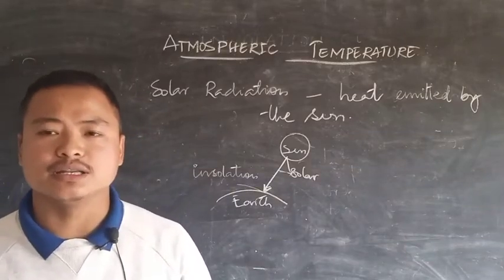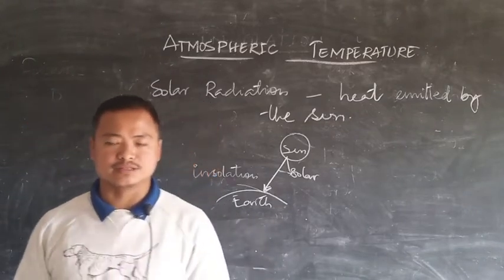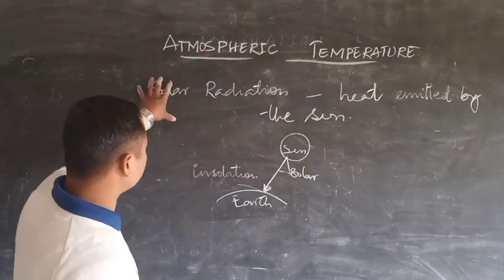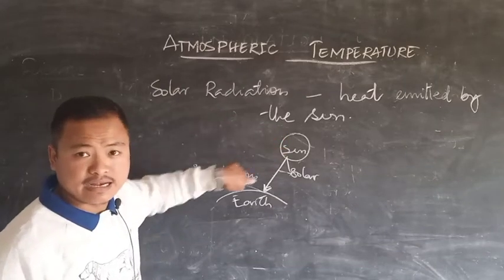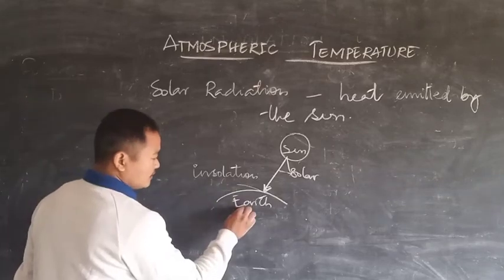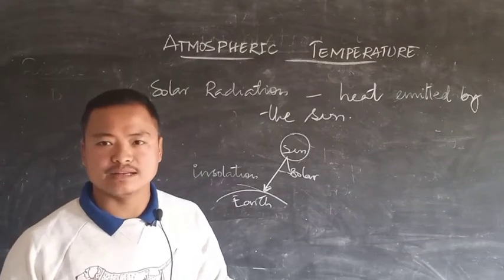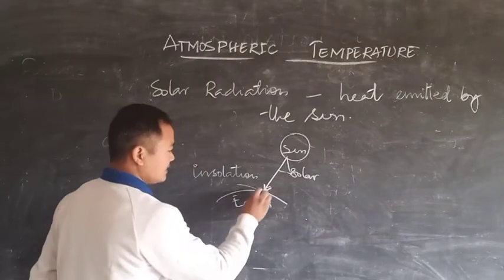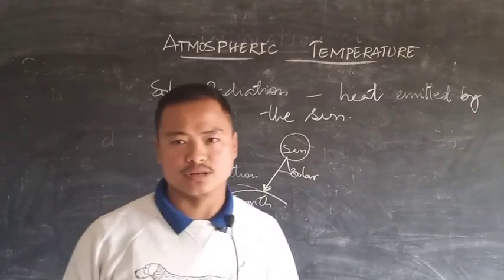Now, insolation is the incoming rays of the sun for the earth. When we talk about solar radiation, we say it is the heat energy that is radiated out of the sun. But being on the earth, since we are receiving the heat or light of the sun, we say it is the incoming rays of the sun for us on earth. So that becomes insolation.